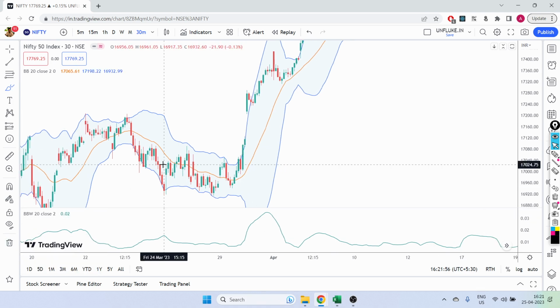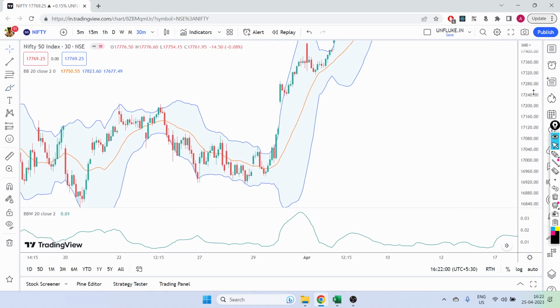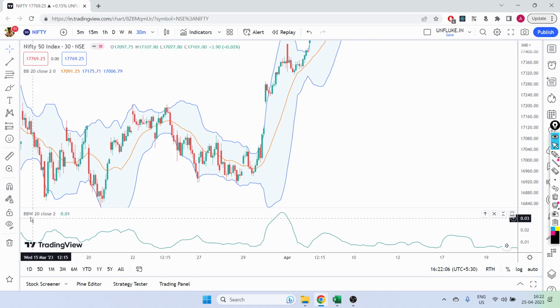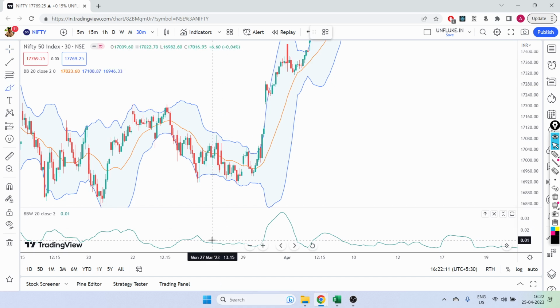So in this, first I'm looking for a Bollinger Band squeeze. That means I want the Bollinger Bands to be really close. But how will I find that? To find that out, I have added this indicator which is Bollinger Band width. So when you notice that the width is really close to zero, you can see here that it's really close to zero, and it's going on for a few days at least, right? That's when we can figure out, okay, there can be a good up move coming in.